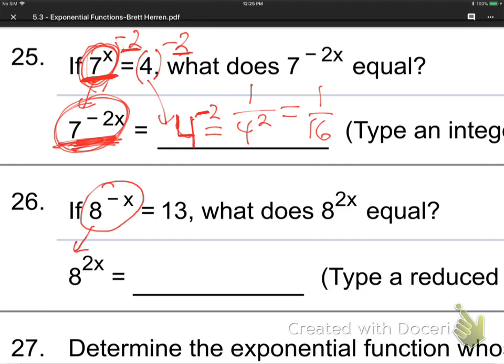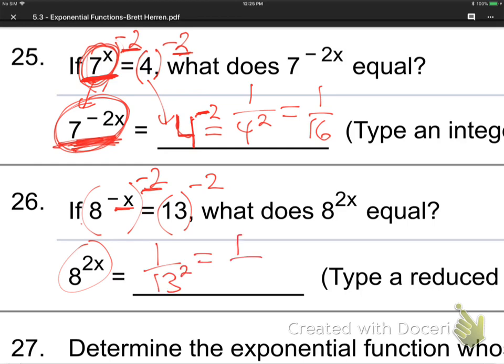So what do we got to do up there? Negative 2, huh? Again, because negative 2 times negative x will be positive 2x, won't it? Whatever you do to one side, you've got to do to the other. We already know what that is, right? That's 1 over 13 squared, 1 over 169.